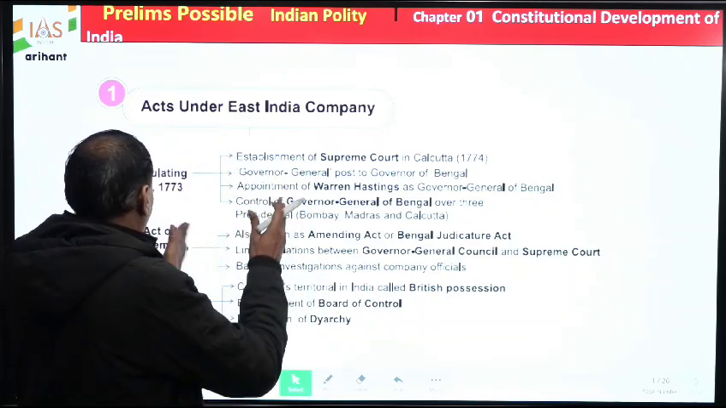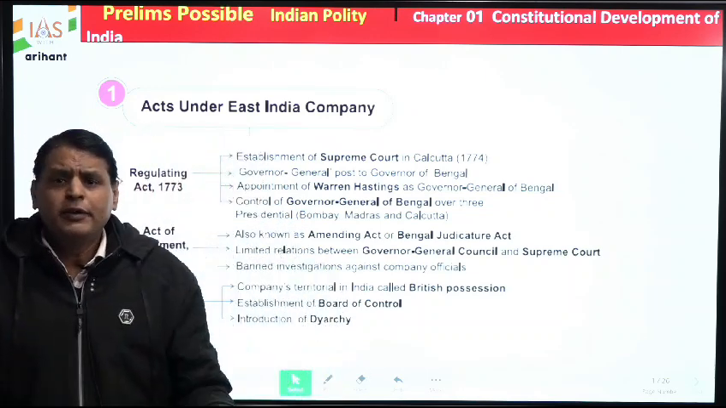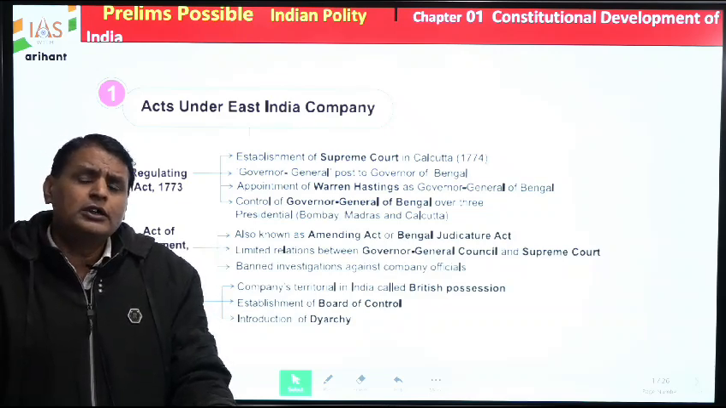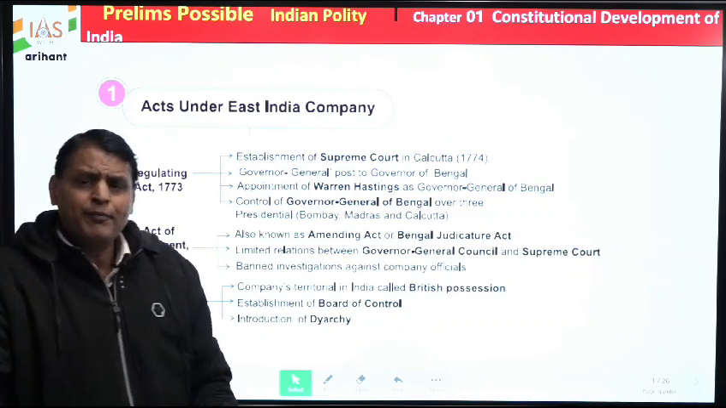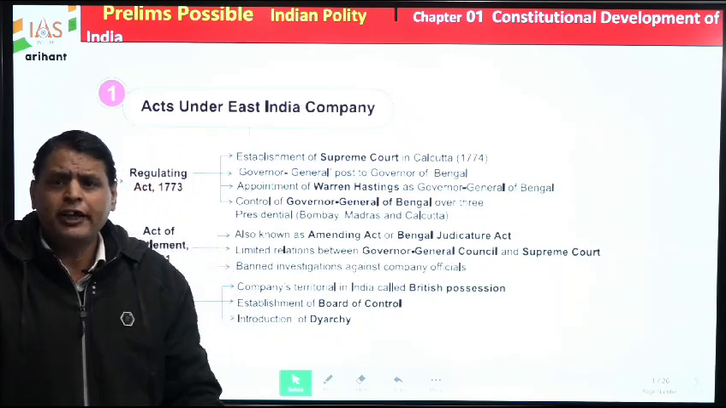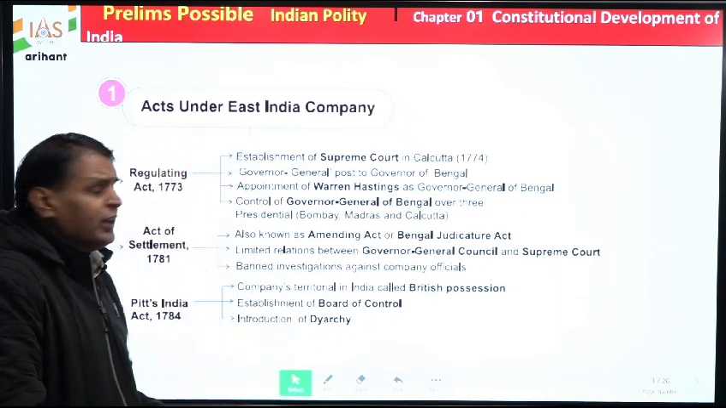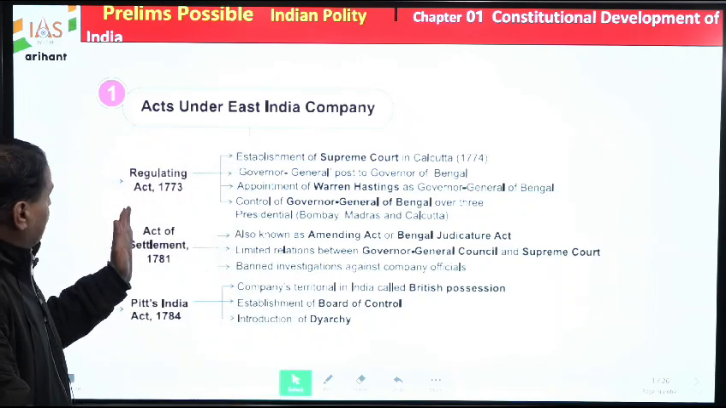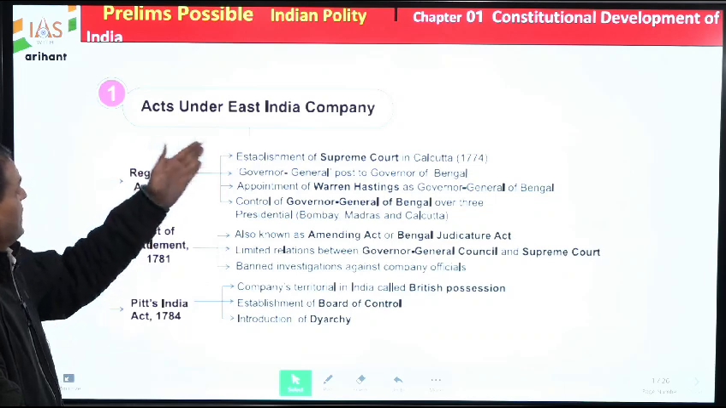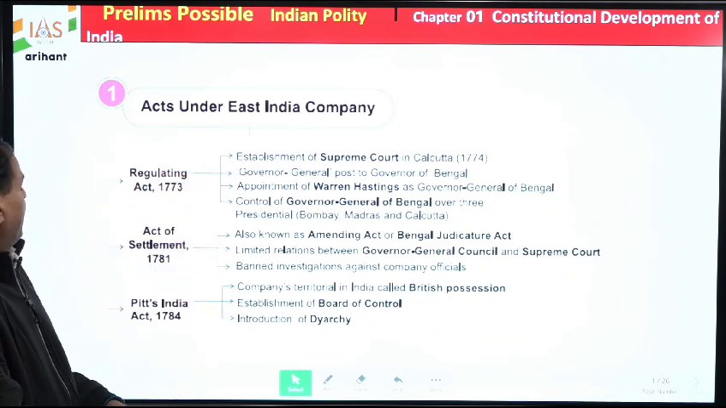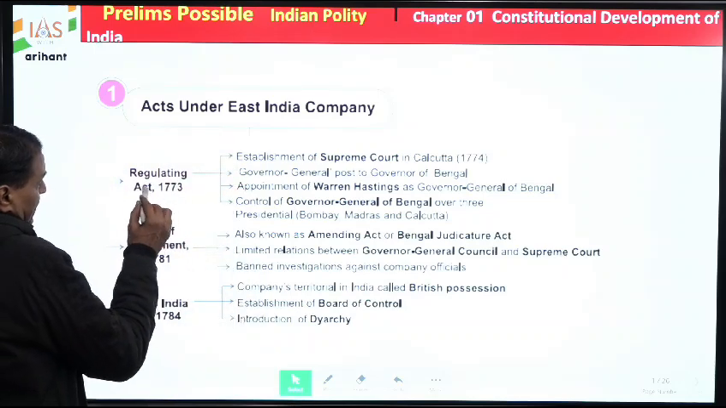The first phenomenon was basically the starting period where the British government regulated the British East India Company for parliamentary purposes, and the main focus of this company was trade and commerce. That is why they were here from 1773. It is the initial stage of the acts under the East India Company. The main one is called the Regulating Act.